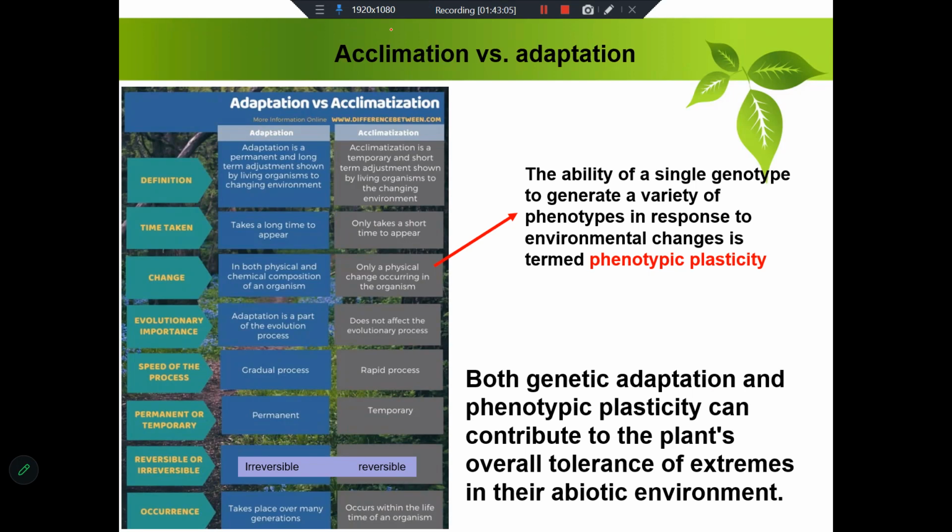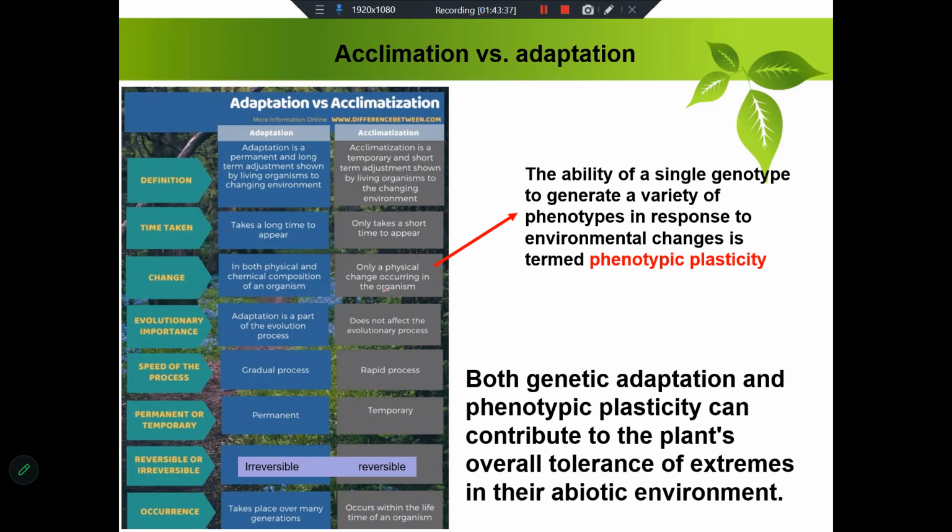But acclimation takes a short period of time. So the second difference is time taken: adaptation takes a long time to appear, but acclimation takes a short time to appear. In adaptation, both the physical and chemical composition of the organism can change. In acclimation, only a physical change occurs in the organism. There won't be biochemical changes or genetic changes in the organism.